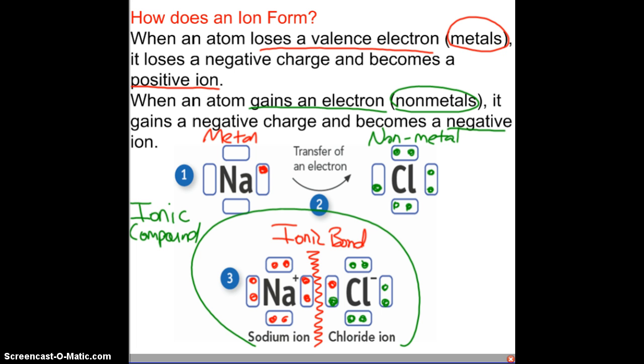Do you see how there's this little positive sign here? It's positive because it lost an electron. Chlorine is negative. It's negative because it gained an electron. So much the same way opposites attract with magnets, same thing's true with ions. If they're opposite, they'll naturally just kind of stick together and form what we called an ionic compound. Okay?